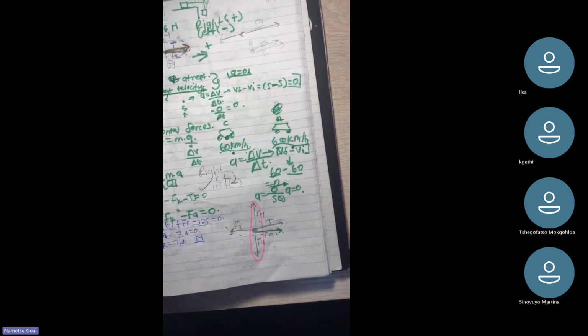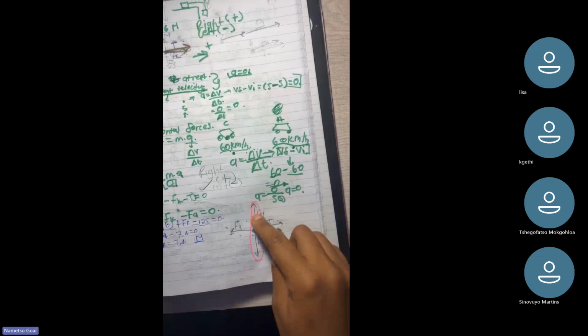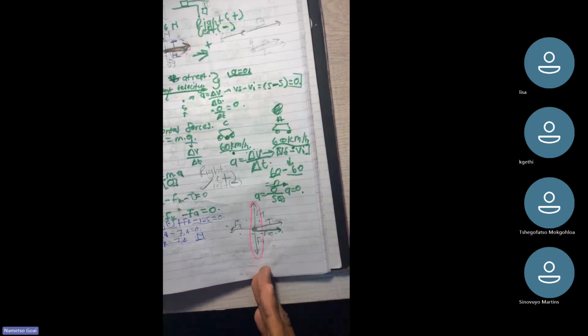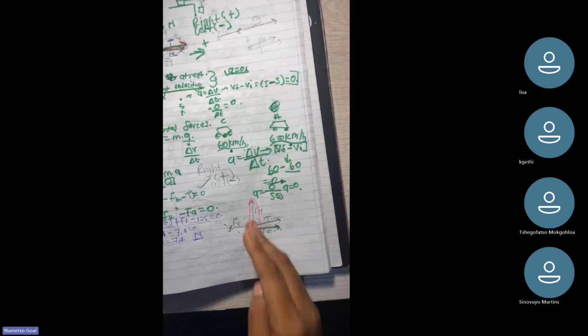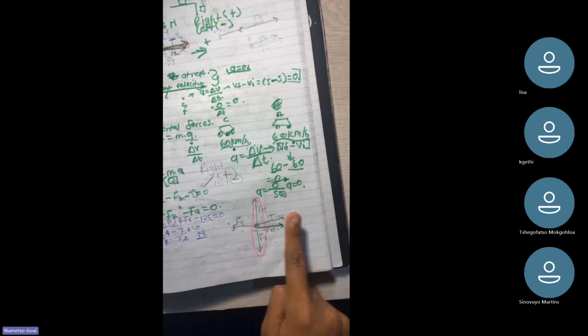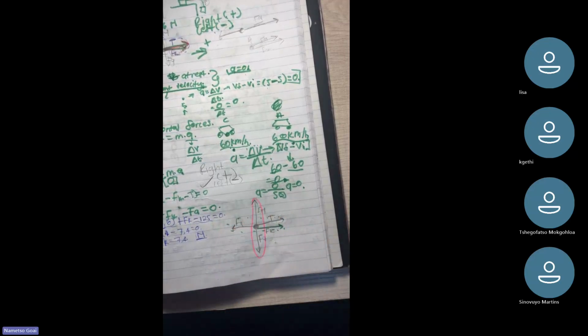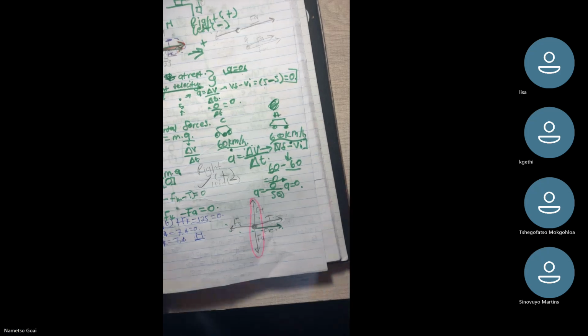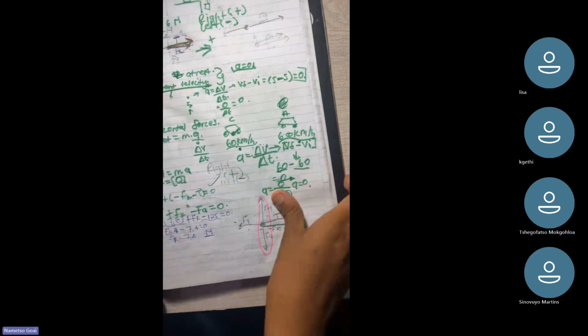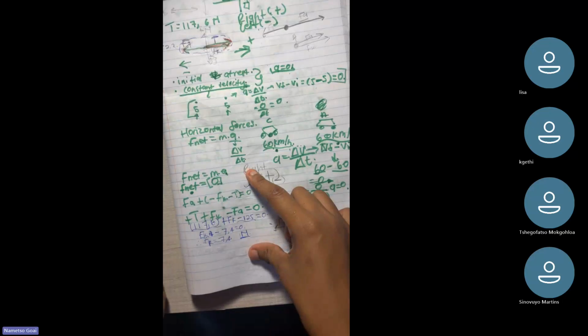So it can really go either way. They can either ask you about the force that's along the y-axis, and then you use your y forces, or one that's along the x-axis, and you use your x forces. Do you get that? Yes, ma'am. Okay, great. So everybody gets this?